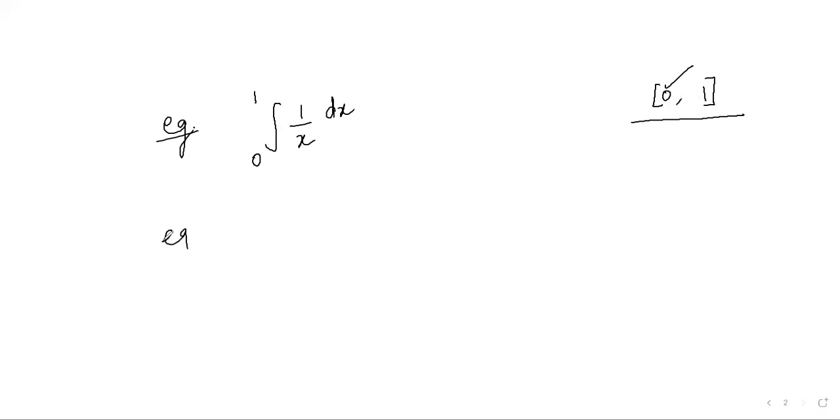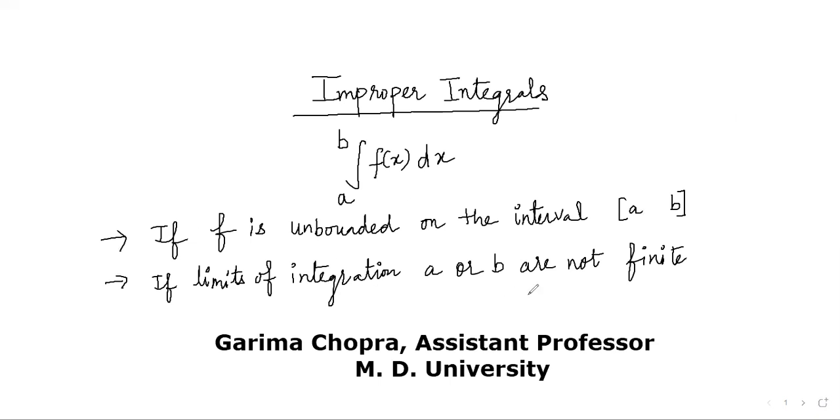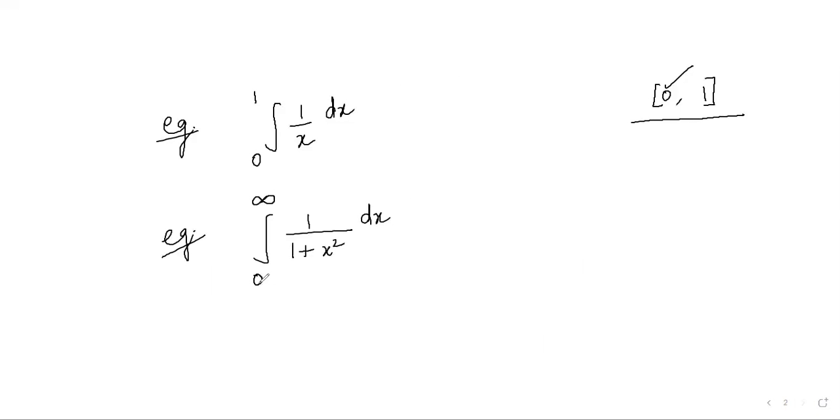Let us consider one more example. We are now integrating 1 divided by 1 plus x square with respect to x within the limits 0 to infinity. Now, here, the limits of integration are not finite. The lower limit is finite, it's 0, but the upper limit is not finite, it is infinity. So this is again an example of an improper integral.